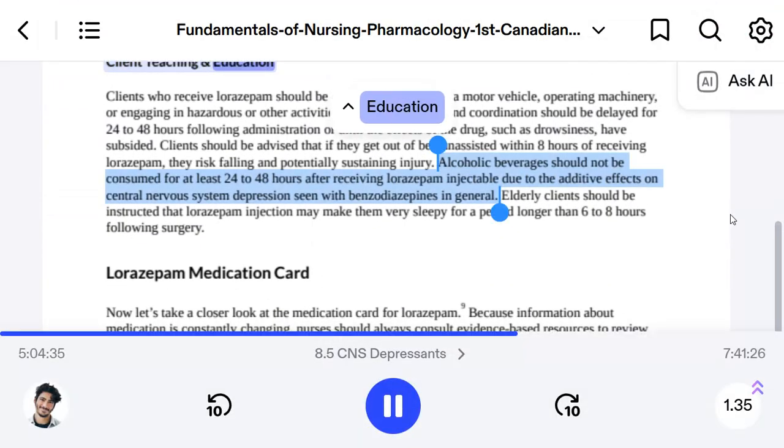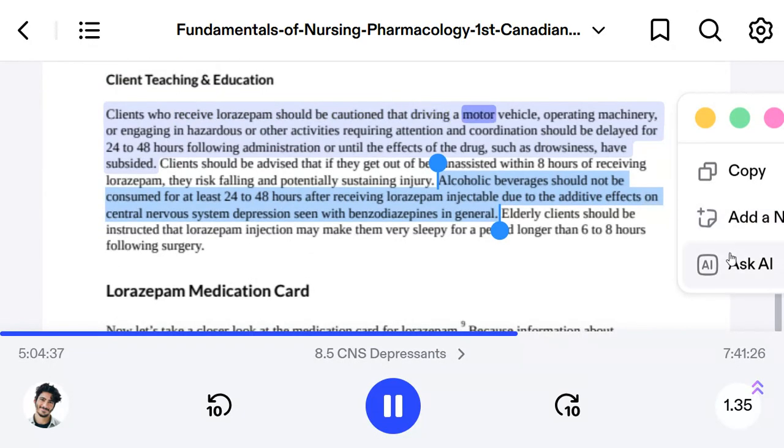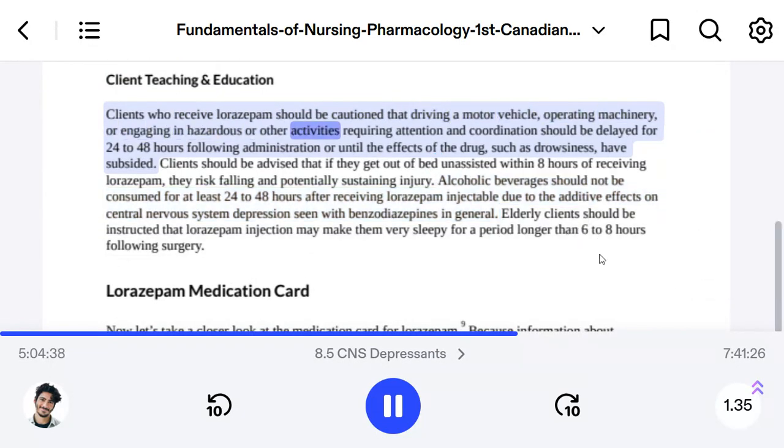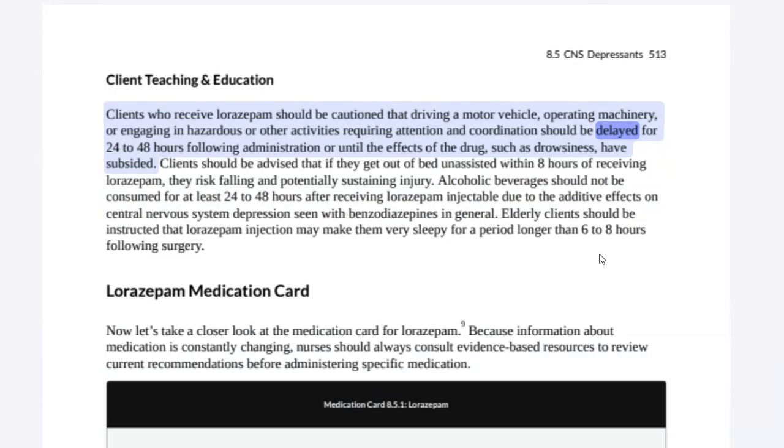Client teaching and education. Clients who receive lorazepam should be cautioned that driving a motor vehicle, operating machinery, or engaging in hazardous or other activities requiring attention and coordination should be delayed for 24 to 48 hours following administration or until the effects of the drug, such as drowsiness, have subsided. Clients should be advised that if they get out of bed unassisted within 8 hours of receiving lorazepam, they risk falling and potentially sustaining injury.